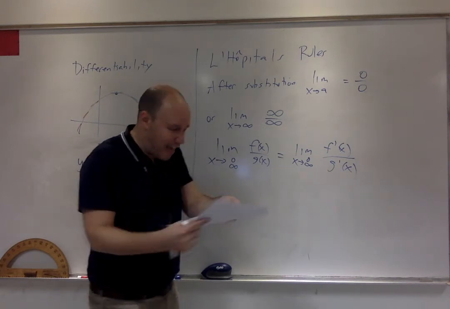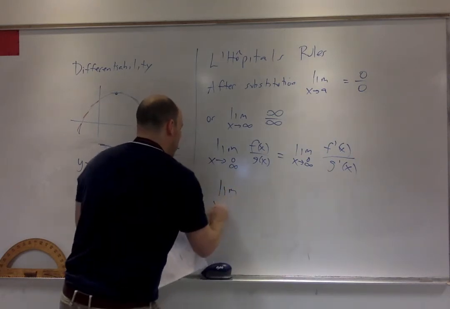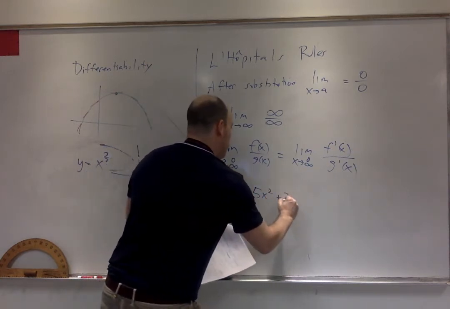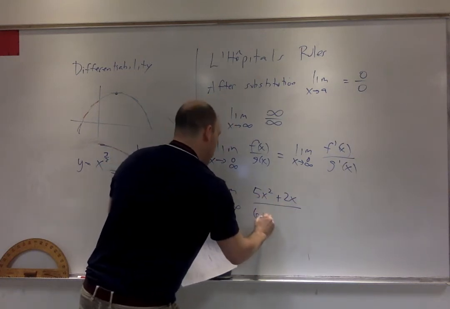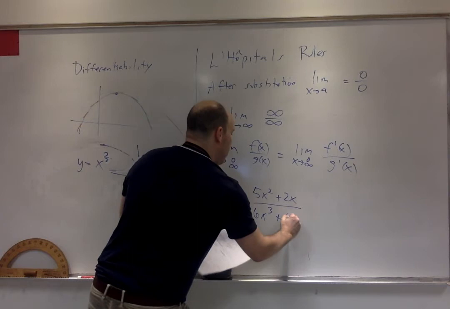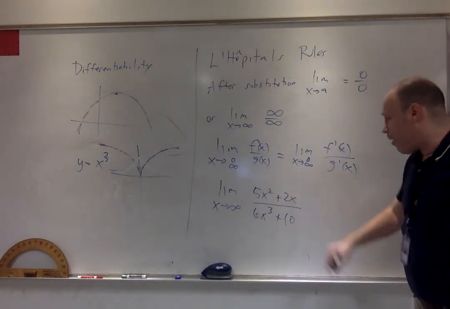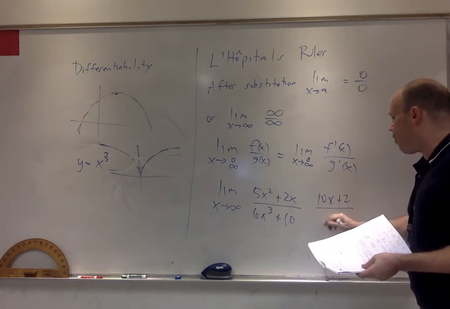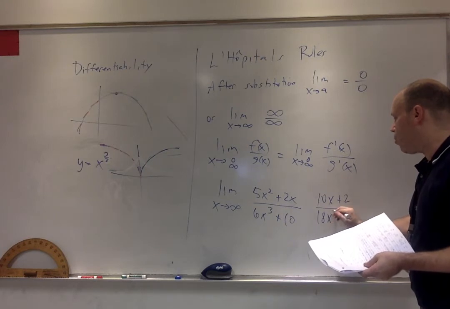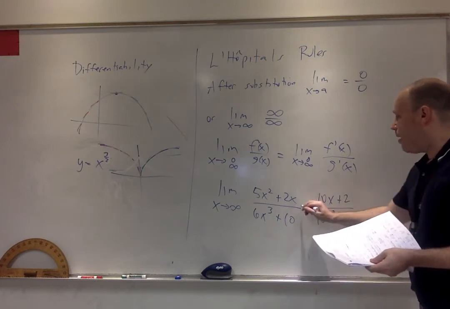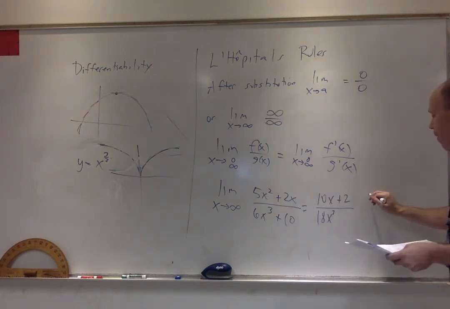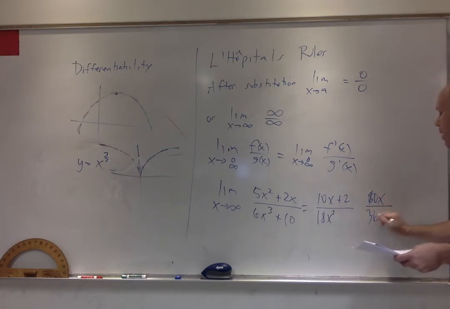So, like, the limit as x goes to infinity of 5x squared plus 2x over 6x cubed plus 10, you visually see this as infinity over infinity, right? Well, just take the derivative. 10x plus 2 over 18x squared. Once again, take the derivative. Infinity over infinity, take the derivative over again. You have 10x over 36x.